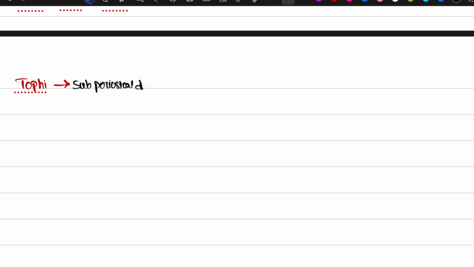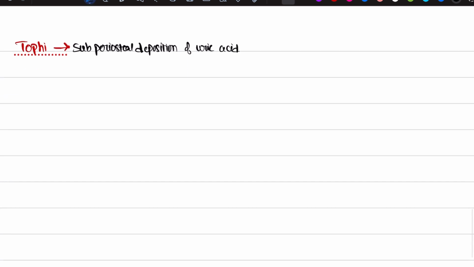Subperiosteal deposition of uric acid. You know, these tophi are asymmetrical. So you cannot see these tophi in both hands. They can be appreciated only on one hand. So it is an asymmetrical joint involvement.